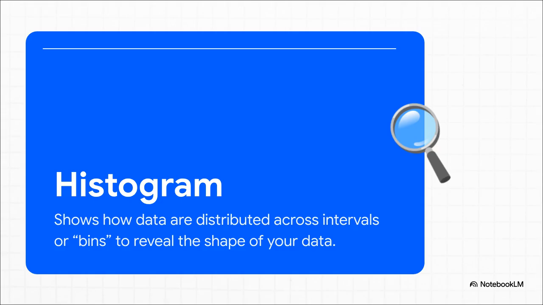And our first tool for doing that is the good old histogram. The best way to think about it is like a skyline for your data. Each bar represents a range of values. Think of it as a bucket or a bin, and the height of that bar tells you how many of your data points fall into that bucket. It gives you this immediate gut feel for where your data clusters and how it's all spread out.